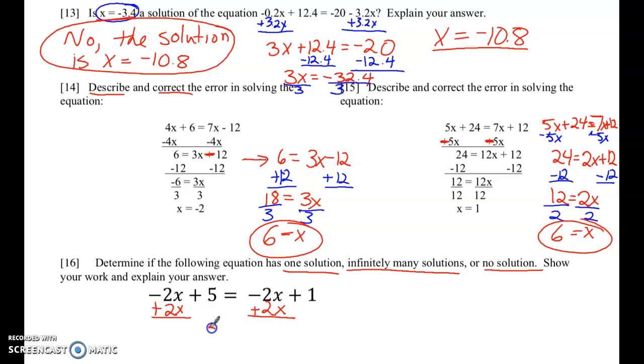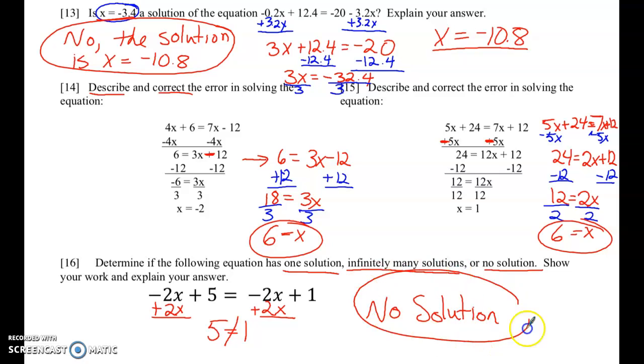When I do that, I'm left with 5 equals, oops, that's not correct. When I do that, I'm left with 5 equals 1. Those are not the same. They are not equal. So it is a false statement. So that means my answer is no solution. So I have to write that down as my answer.